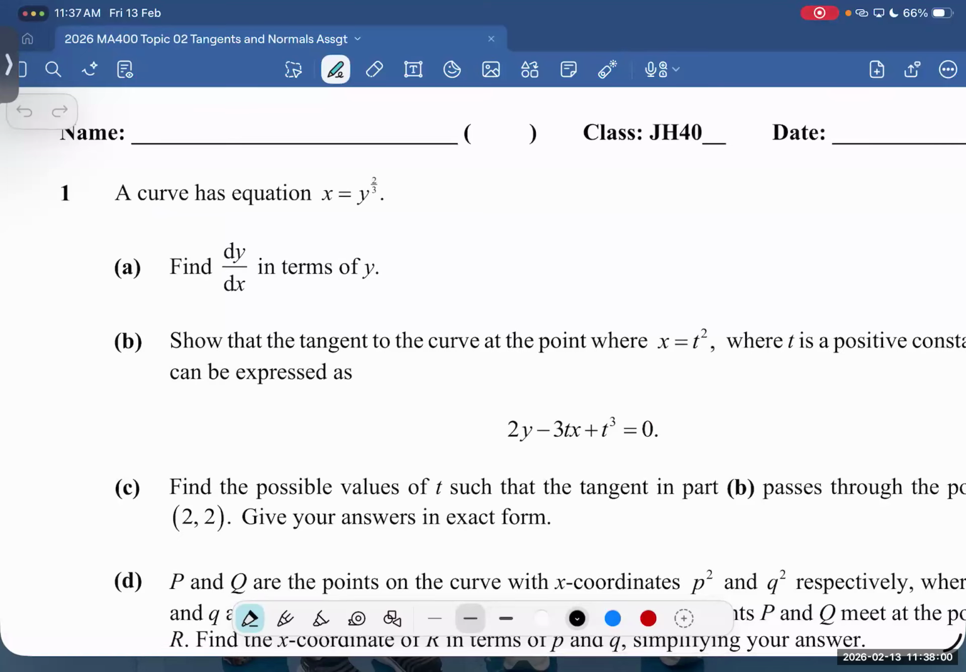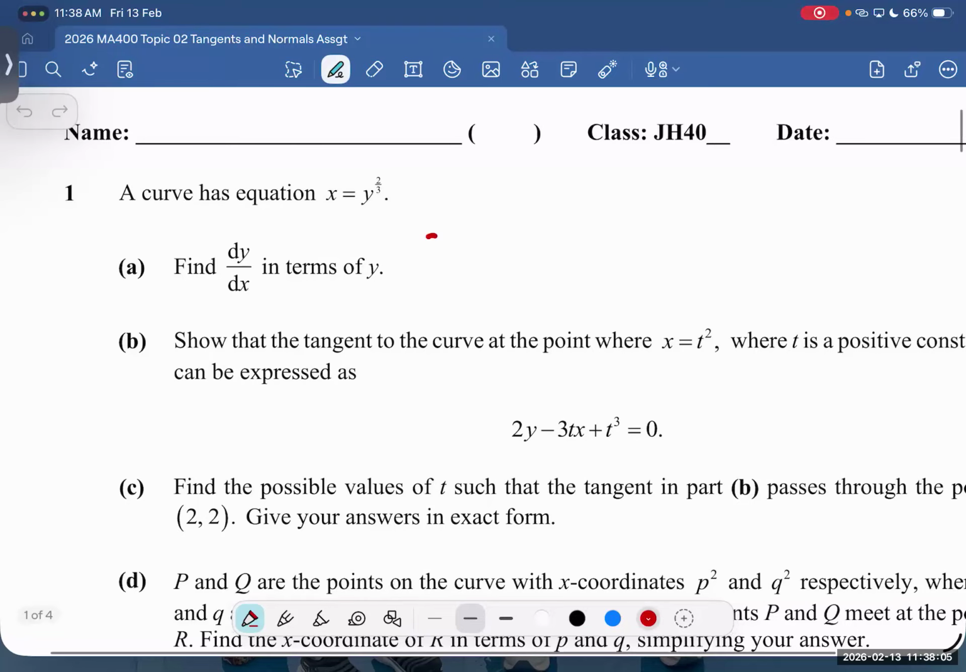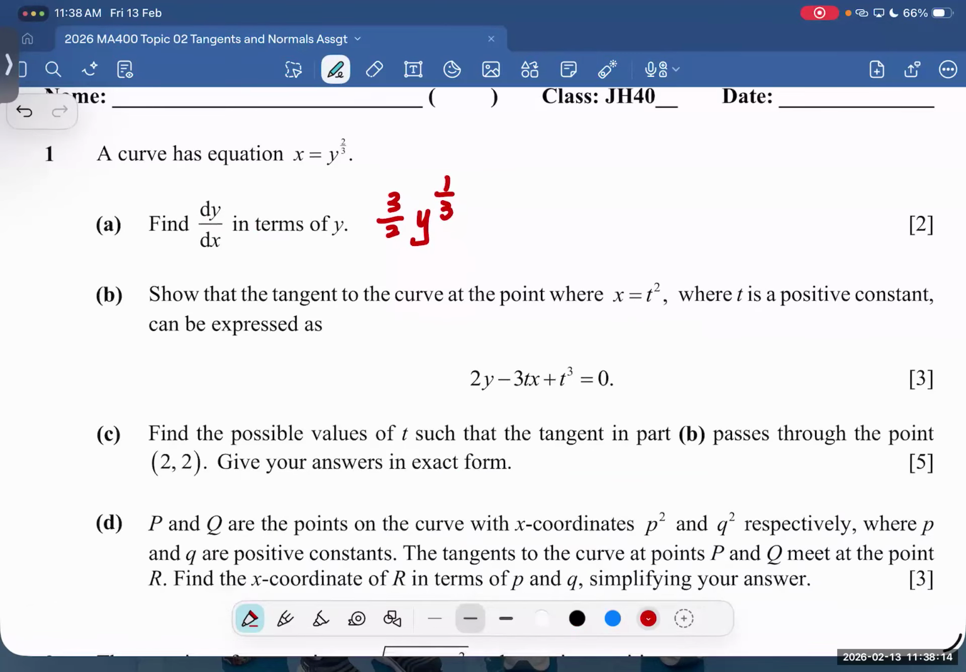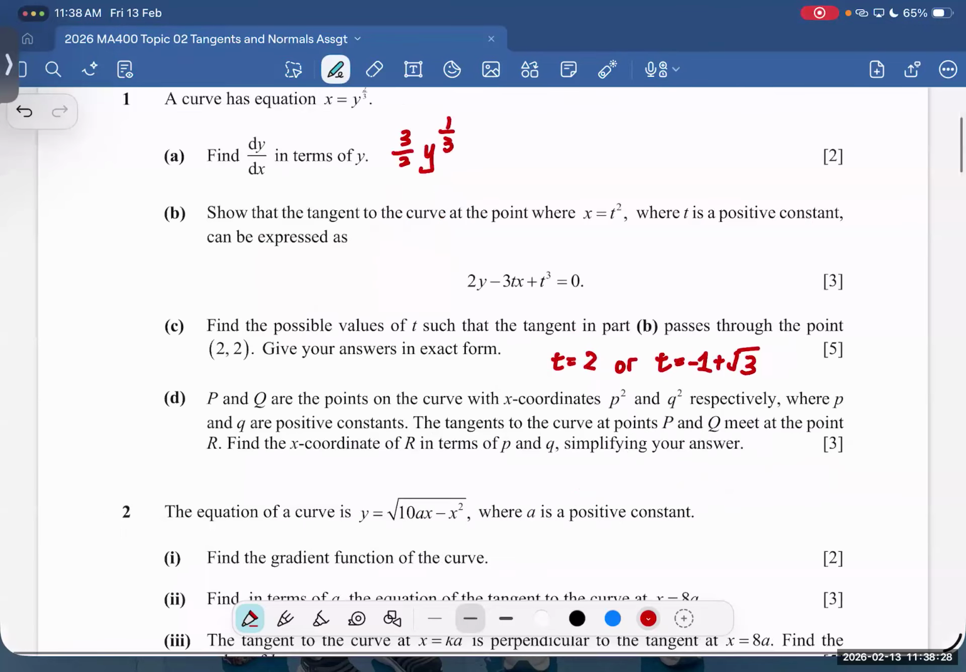They were DH405 last time. So this one, let me write down. 3/2 y to the power of 1/3. B is a show question. I believe the answer is t equals 2 or t equals 1 minus 1 plus square root 3. For D, I believe the answer is 1/3 t squared plus pq plus q squared. This is a bit hard.